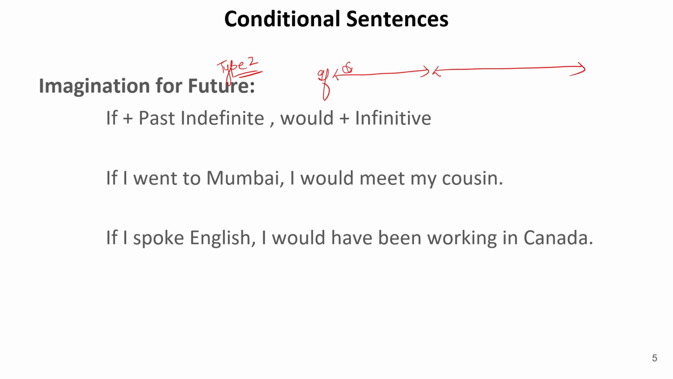First will be in past indefinite, that is subject plus verb second form. And if it is in negative, so did not plus first form. And in the remaining clause, we have subject plus would, and then we have verb first form. Now, would, should, any modal can come according to the requirement.